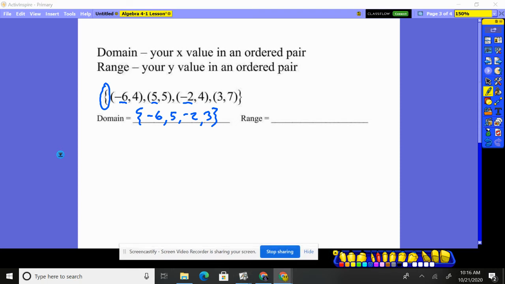Now, the range are the y values you get out after you plugged in those x values. Well, we got out 4. Who else? We got out 5. We got out 4. We already listed 4 once. We don't have to list it again because we already have him listed right there. And then 7. And there we have the range.